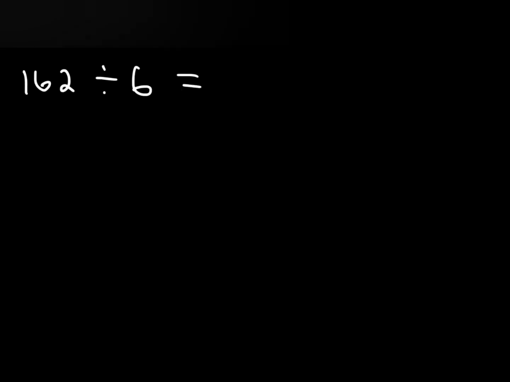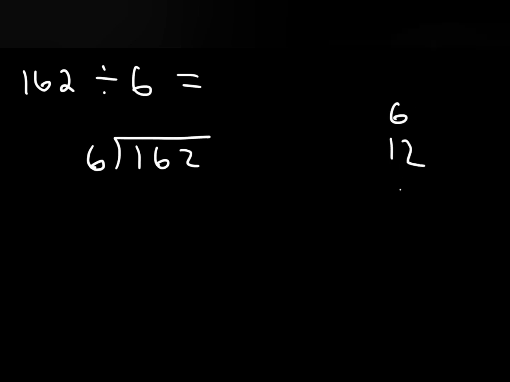Let's try another simple example like that. Let's divide 162 by 6. Feel free to pause the video and work on that example. So let's begin. How many times does 6 go into 16? So if we make a list, 6 plus 6 is 12, 12 plus 6 is 18, 18 plus 6 is 24. Now 18 exceeds 16, so we need to stop at 12.